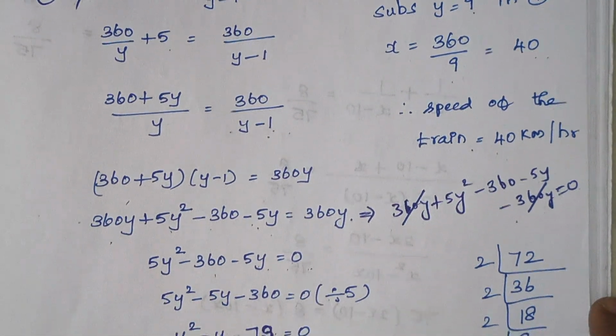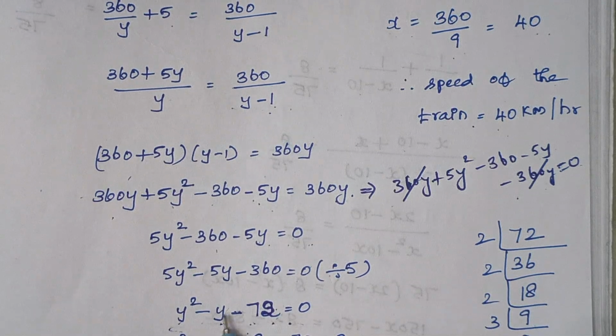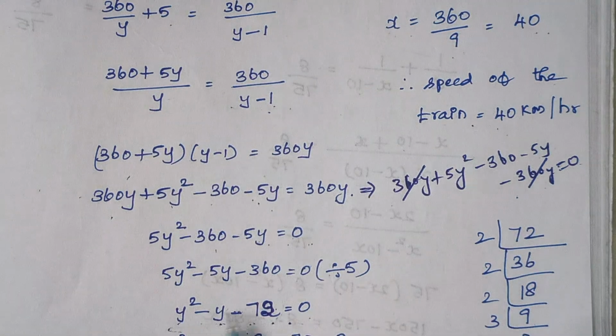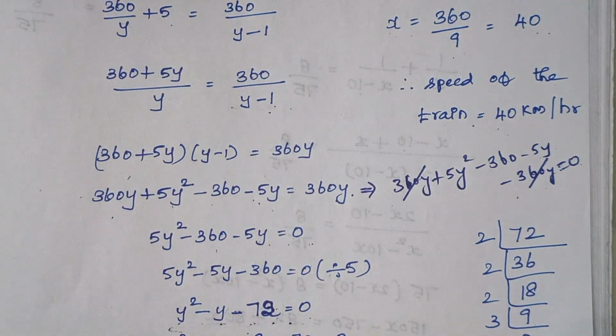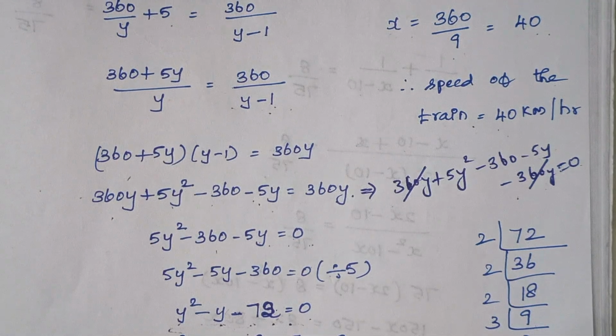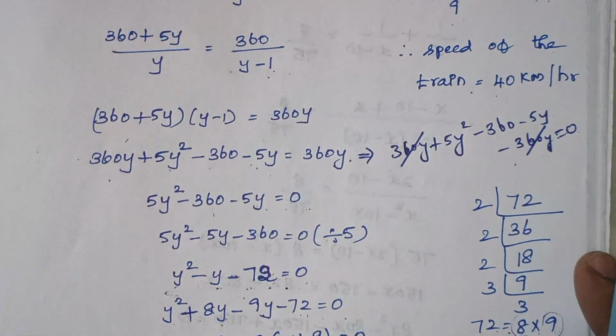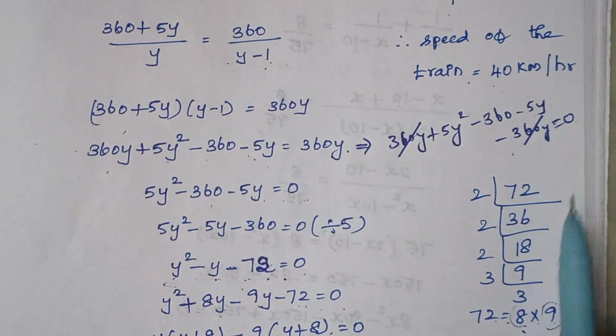So when you divide this equation by 5, here we have y square minus y minus 72 is equal to 0. Now we are going to solve this quadratic equation. Again, it is up to you. You can use the formula to solve this, or you can go by the normal method. Here you see, these are the factors of 72.